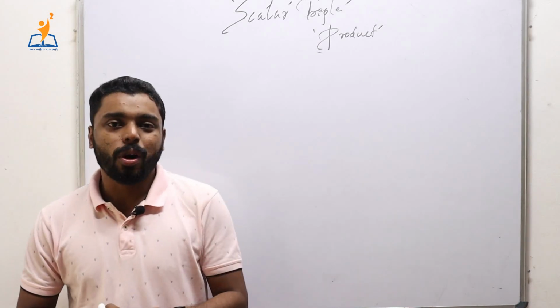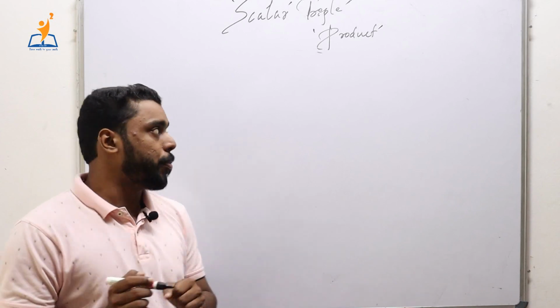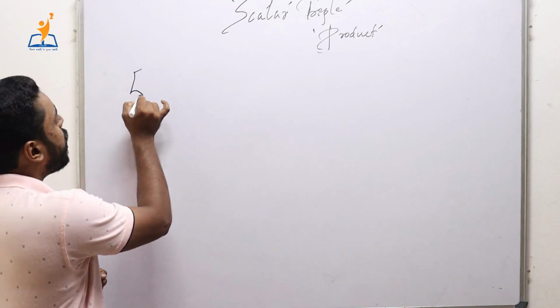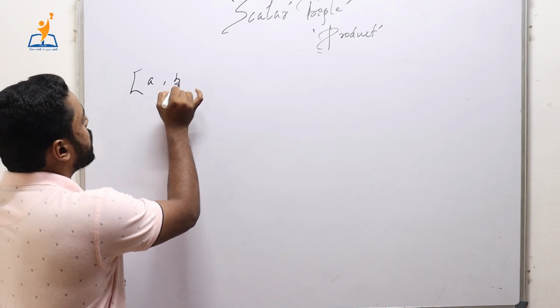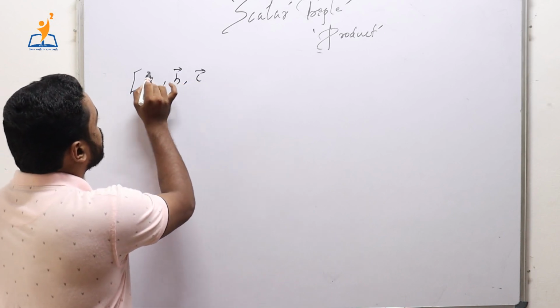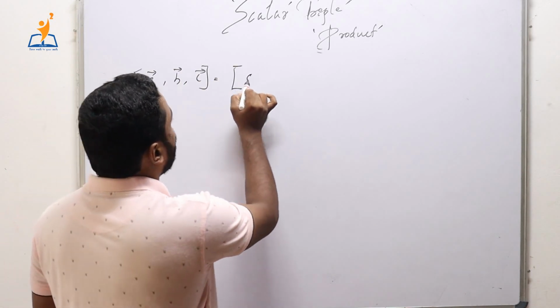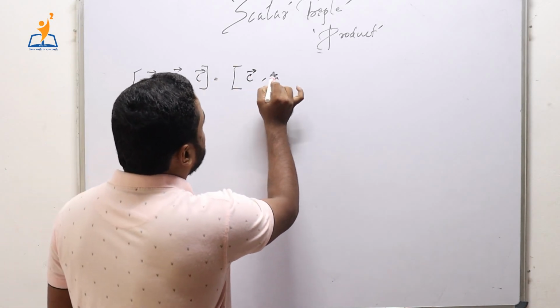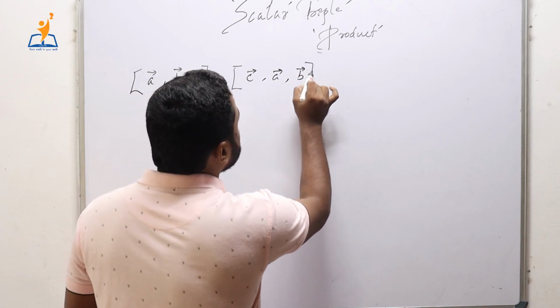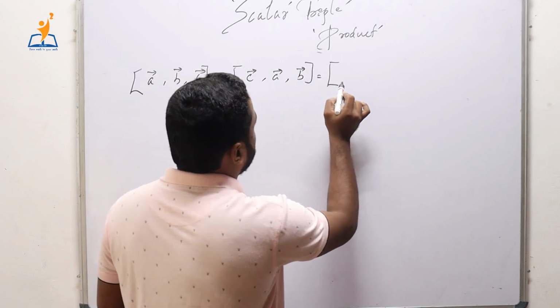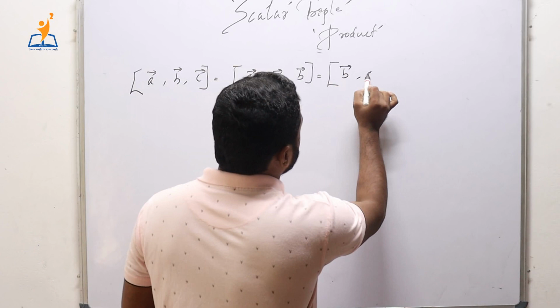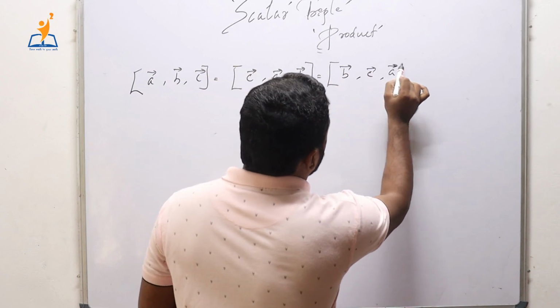The next most important property of the scalar triple product is that the scalar triple product of vectors A, B, C is equal to the scalar triple product of vectors C, A, B, and it is equal to the scalar triple product of vectors B, C, A.